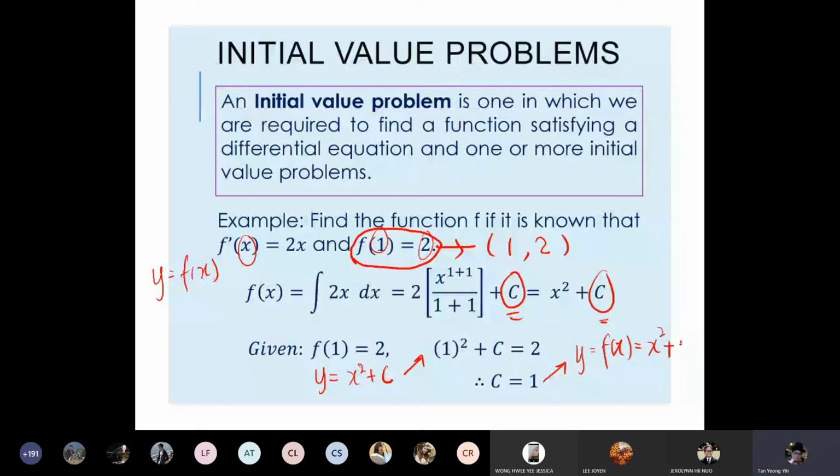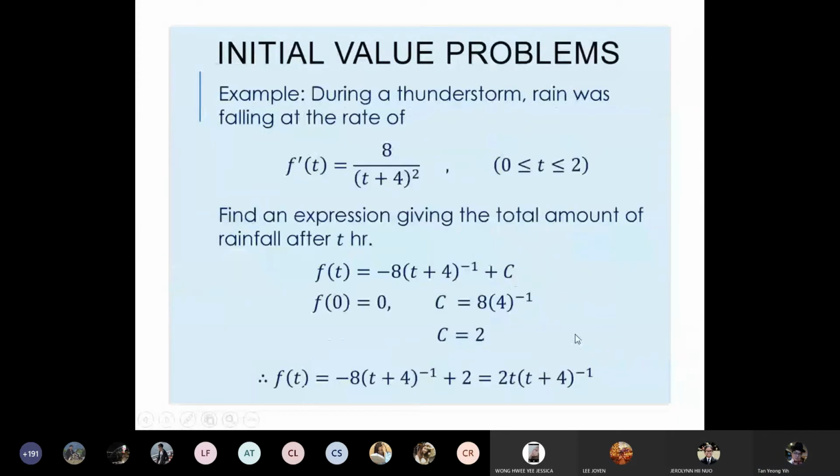So an initial value problem is one in which we are required to find a function satisfying a differential equation and one or more initial values. So it's the one in which we are required to find the function. So this is the initial value given, and we can find the C. This is an example of the application of integration.